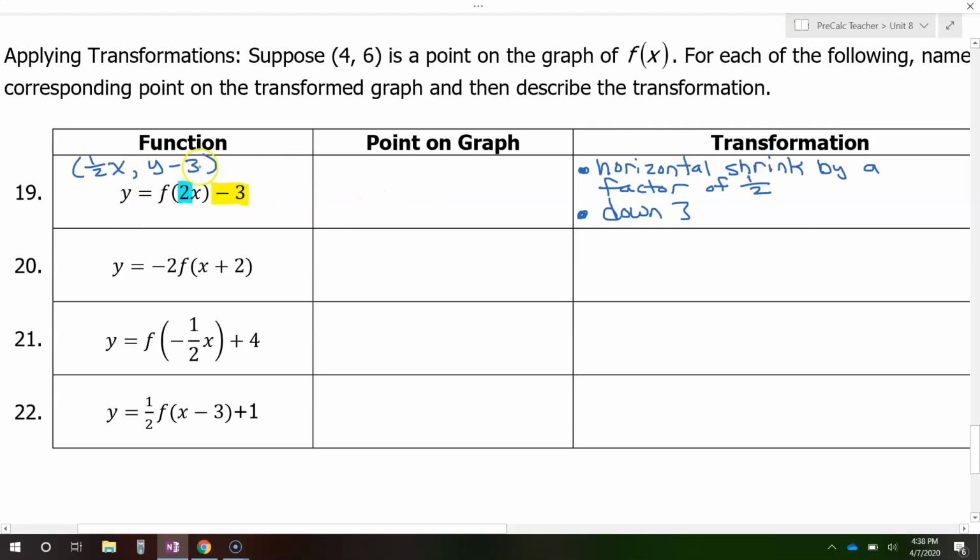So now let's perform this transformation on the point 4, 6. So I'm just going to put this right here to remind us that we're transforming the point 4, 6 over and over again. But we have to do 1/2 of x, so that's going to be 1/2 times 4. And then we're going to do 6 minus 3, because that's y minus 3. So that will give us the answer. So 1/2 of 4 is 2, and 6 minus 3 is 3. So this would be the transformed point.